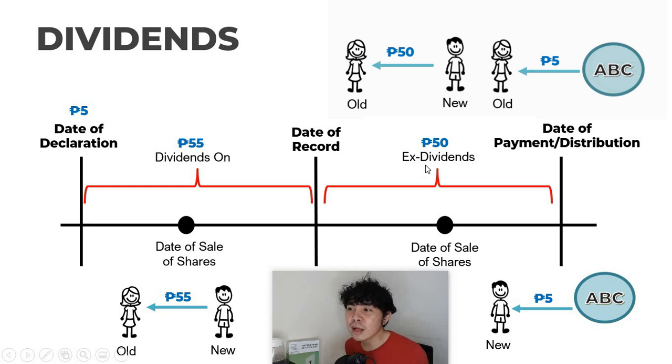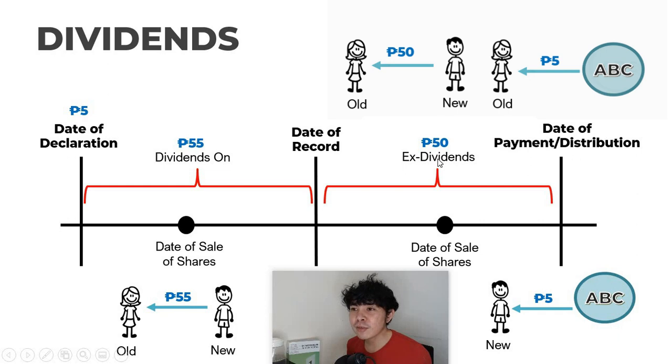Kaya dito, ang fair value ng shares of stocks ex-dividend is commonly lower than the fair value of the stocks dividends on. Kasi nga dito, ang fair value ng shares of stocks includes the dividend. Pero dito, walang kasama for the dividend. Shares of stocks lang talaga ang fair value na to. So kaya, in this scenario, dito sa example na to, ang difference ng dividends on na fair value at ex-dividends na fair value is yung dividends na 5 pesos.